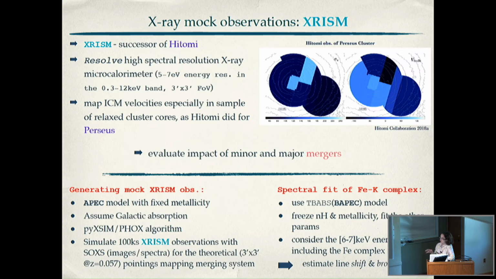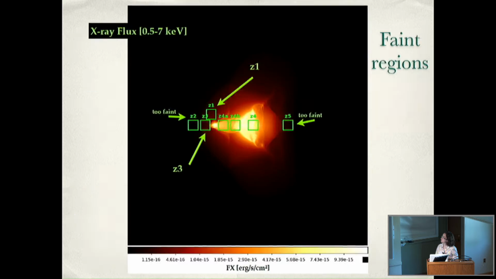Once we have the mock images, we can extract spectra, and we can then fit them in the region comprising the iron line complex at 6.7 keV, more or less. To do this, we use a broadened APEC model in order to account for some non-thermal broadening of the line, in order to estimate line shift and broadening. The main and first goal of this exercise is to assess the reliability of the reconstruction from the mock instrument once you know the true distribution from the simulation.